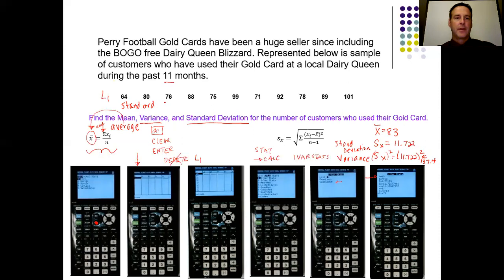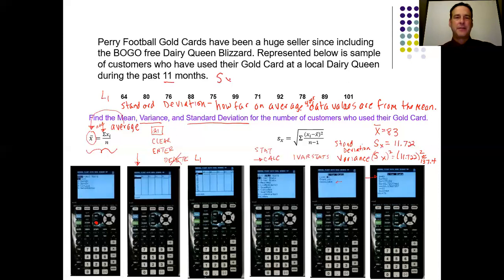What does standard deviation mean? That's really one word. By definition, we're allowed to say it like this. It's how far, on average, your data values are from the mean. How far on average your data values are from the mean. And what that means is this.